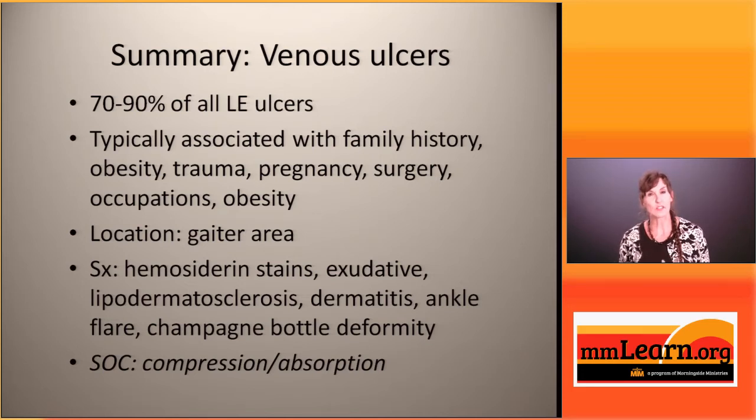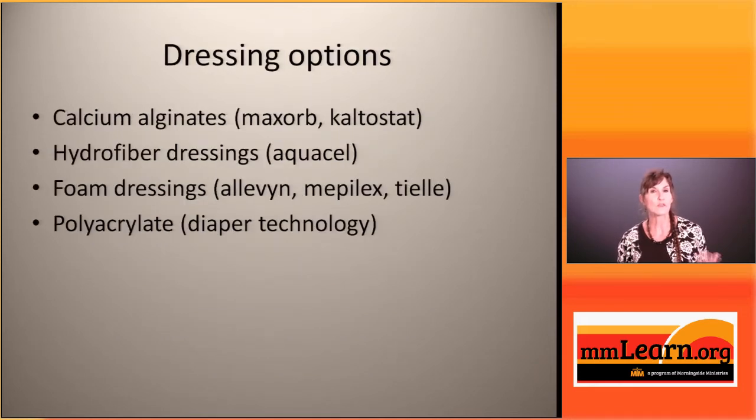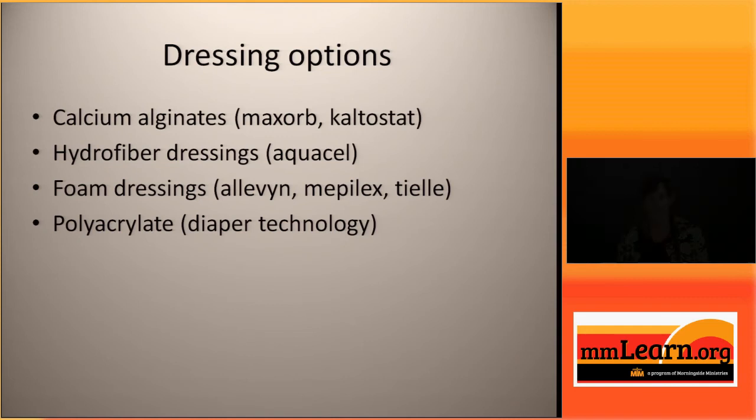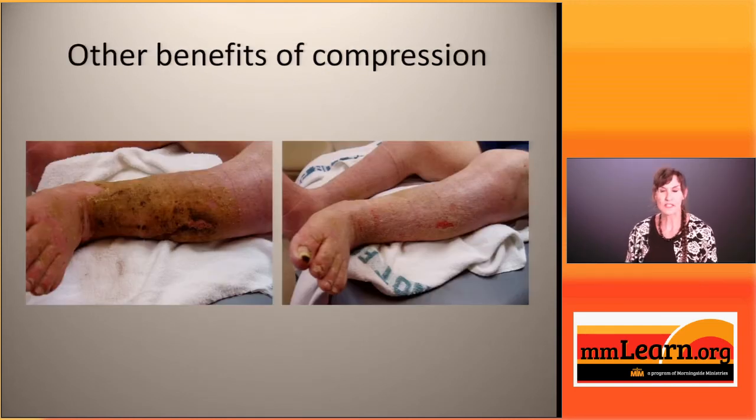Standard of care for treating venous ulcers is compression therapy if their ABI is within normal, in other words, if it's 0.8 or better, or they have a TBI of 0.6 or better. And usually, because these wounds drain quite a bit, you would want to use an absorbent type of product with these patients. So dressing options might include a calcium alginate, a hydrofiber, a foam dressing, or even polyacrylate, which is the diaper technology. Other benefits of compression is it really can help to improve the overall condition of the skin.